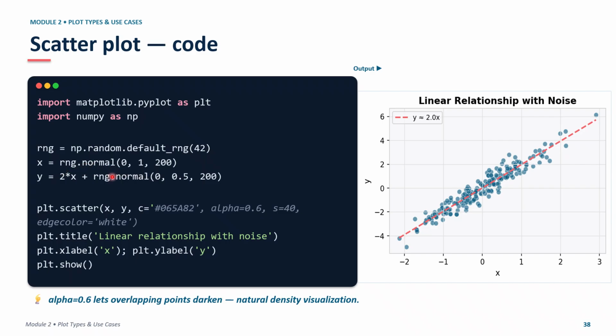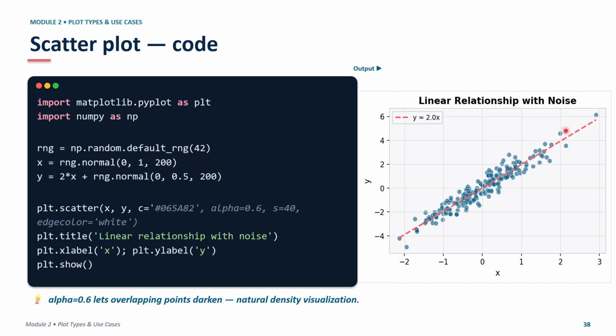I'm going to generate normal distributions using normal 0, 1, 200. This generates 200 values from a normal distribution with a mean of 0 and a standard deviation of 1. So this simulates one measurement variable.